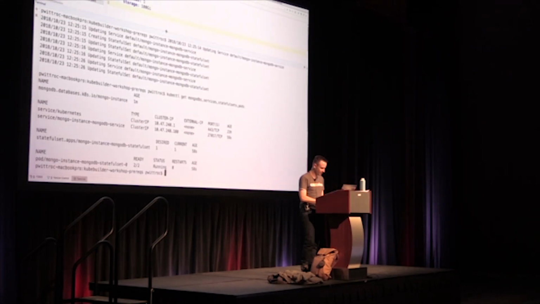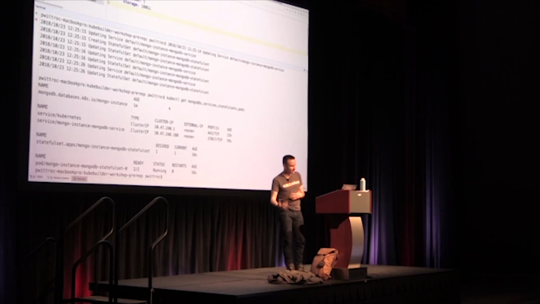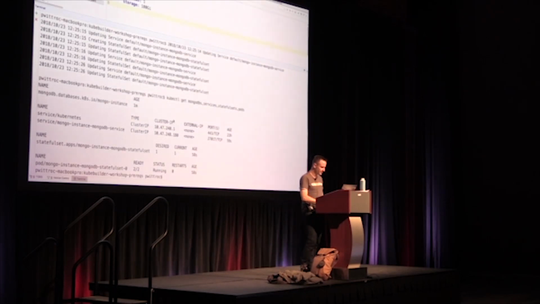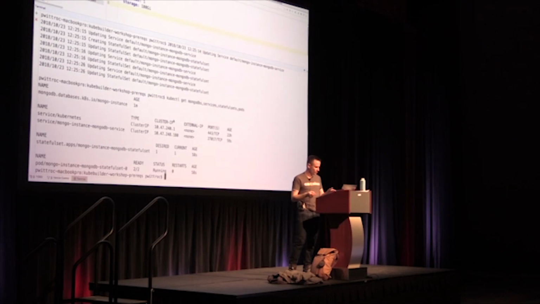So what I just asked for is: give me the MongoDB instance and the services that you have, and the stateful sets and the pods, right? And so it spits them out. You can see there's one MongoDB instance there with an age of 1 minute. We have the service with the cluster IP. There is the stateful set that has one desired replica and one current replica. And then it has a single pod here.